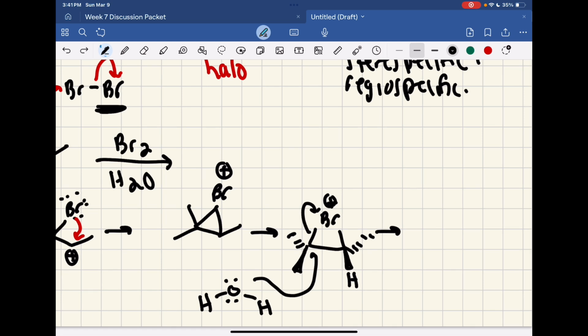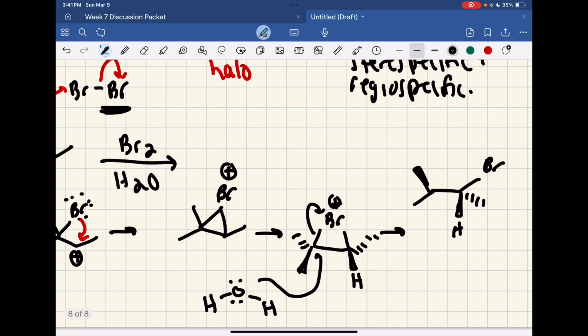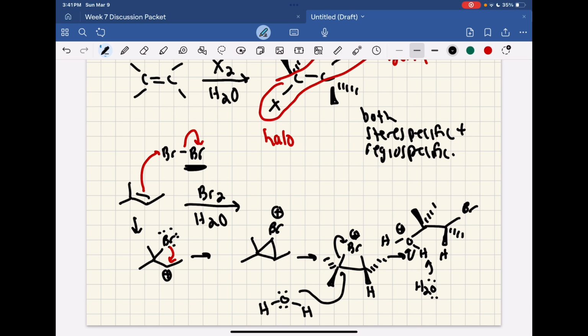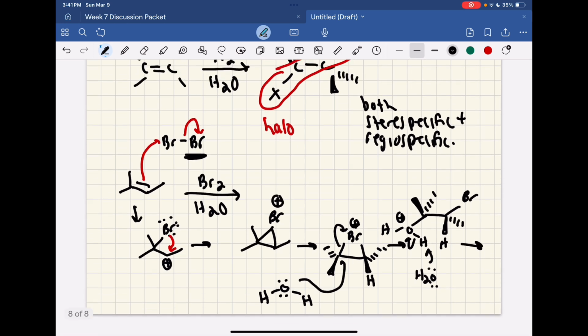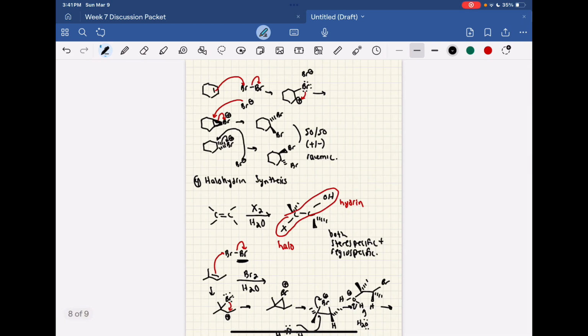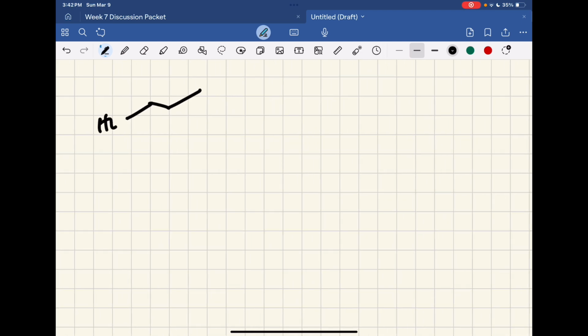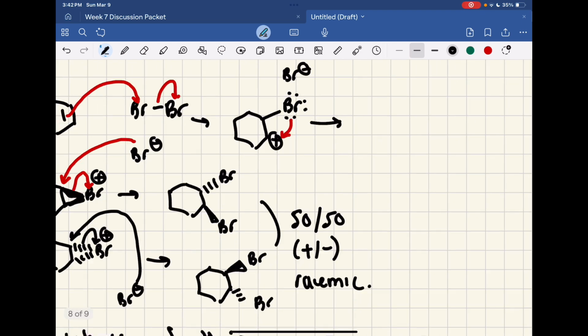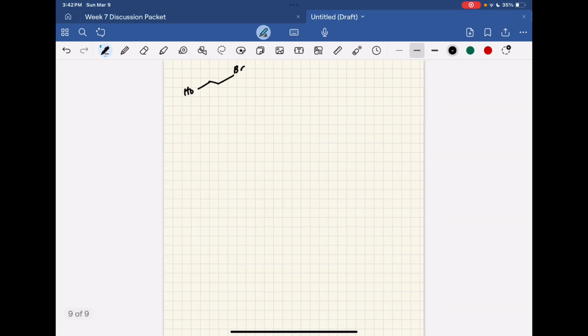Excuse me. Other way. And finally, you could assume that there's excess water hanging out, such that you form the neutral halohydrin. I'm running out of space here. Let's go on to the next page. It would be a structure that looks like, oh, we're losing it. Quality, HO, Br. Okay, cool.